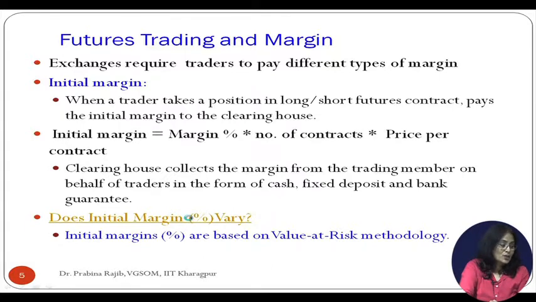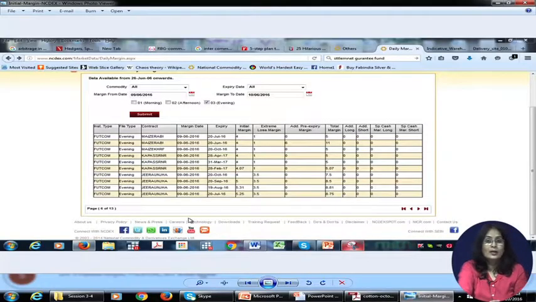Now let us see, does initial margin vary from commodity to commodity? This particular slide screenshot, which I have taken from the National Commodity Derivative Exchange website, shows, if you focus a little bit, that the 6th column shows the initial margin levied by the NCDEX. So you have maize, which is maize Rabi, for a contract which is maturing on 26th July. This is the information which is available.